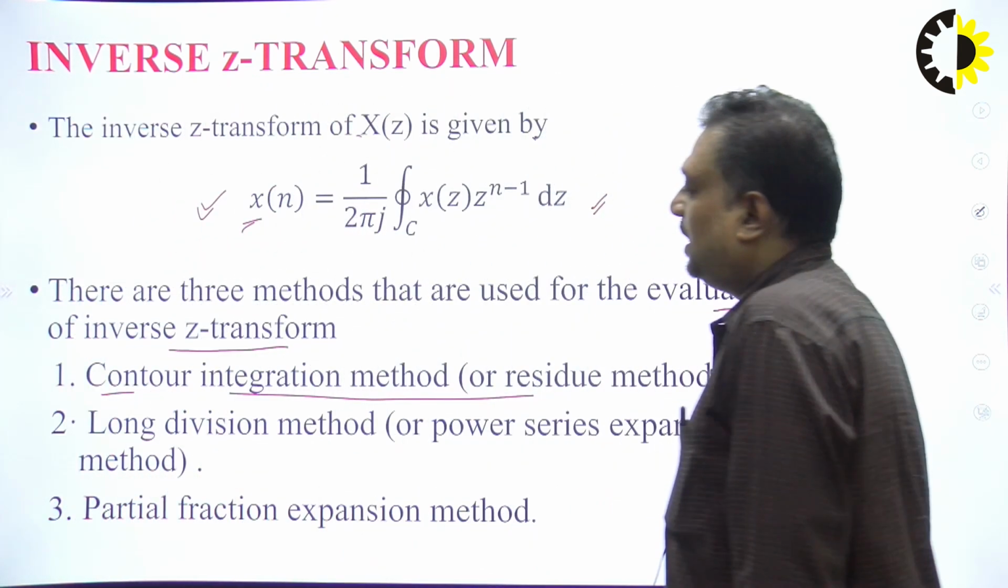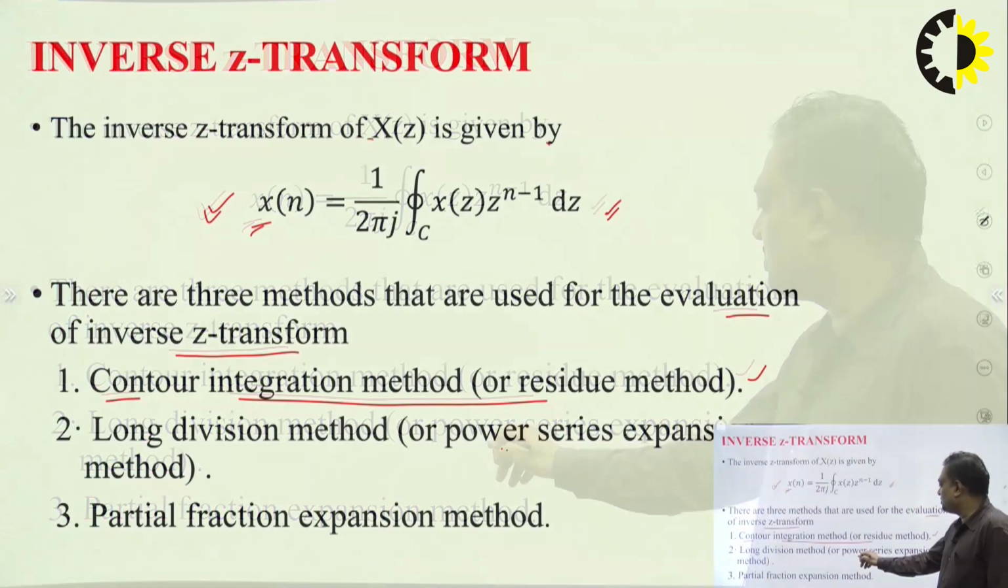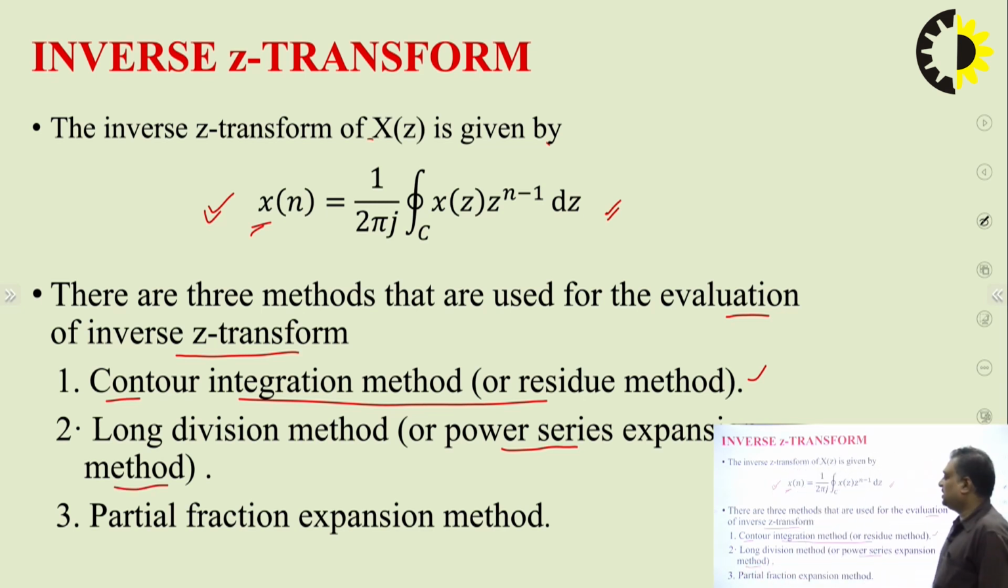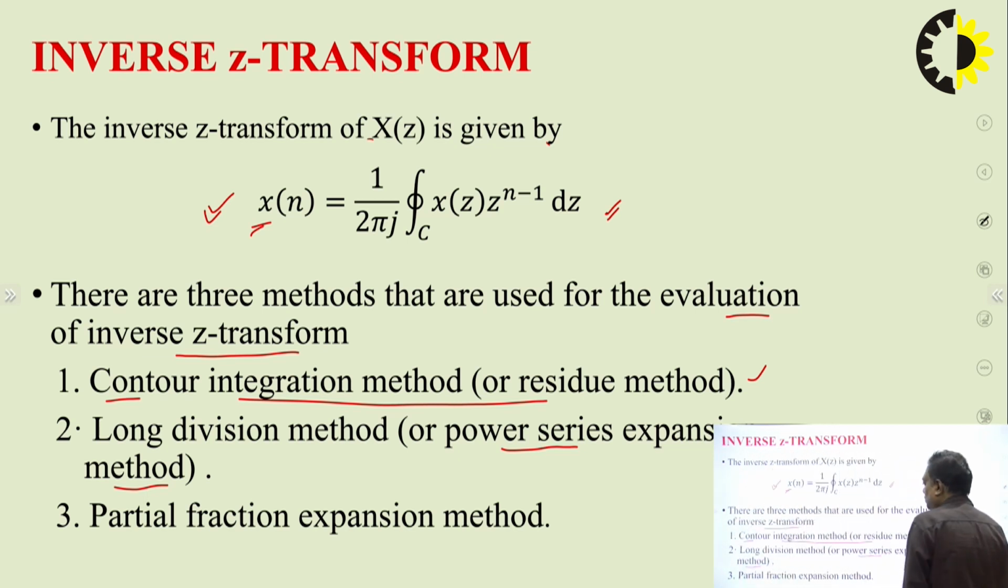Another method is the long division method, or power series expansion method. This method is generally used whenever we are interested only in finding some values of the signal near the origin, because the disadvantage of this method is that you will not get the closed form solution. You will get the open solution. But analytically, it is easier to find the solution. That's why we use this method.